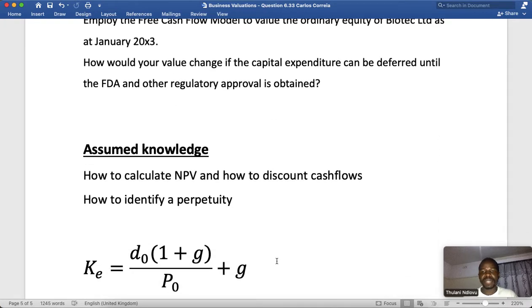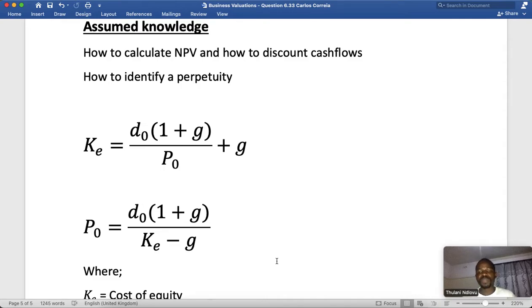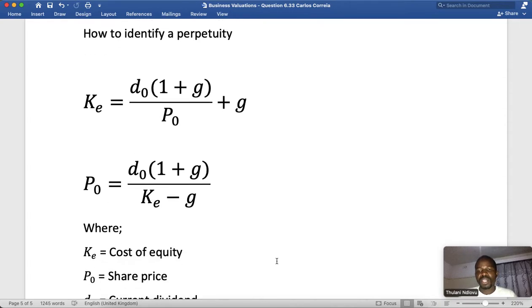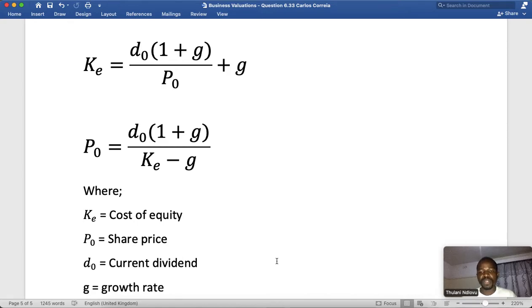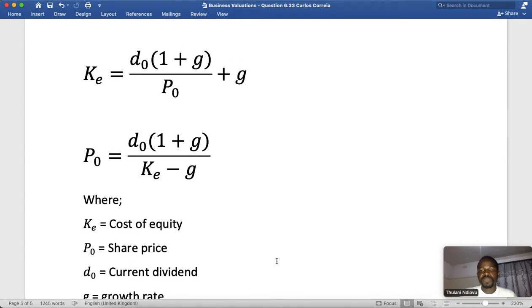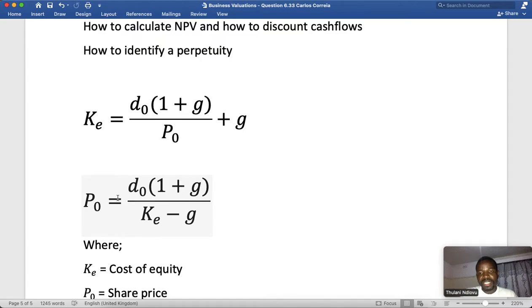Let's recap our assumed knowledge before we go to the solution. How to calculate the NPV and how to discount cash flows. How to identify a perpetuity. And we know these formulas and we have dealt with these formulas before, where KE is the cost of equity, P0 is the share price, D is the current dividend, and g is the growth. We will use the second formula for our growing perpetuity, where we will be substituting this D0 for cash flows, whether it's cash inflows or cash outflows.